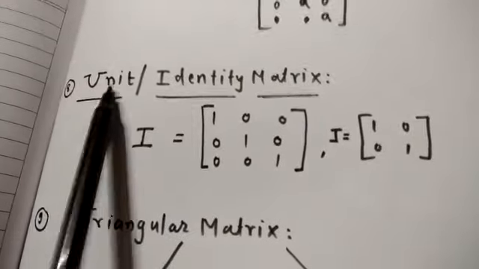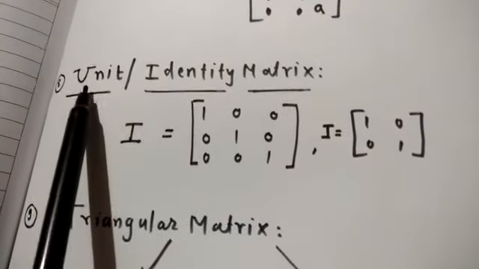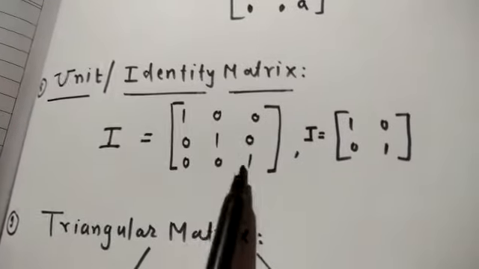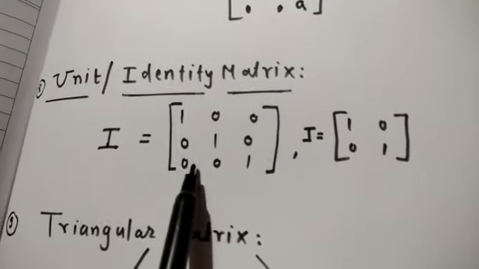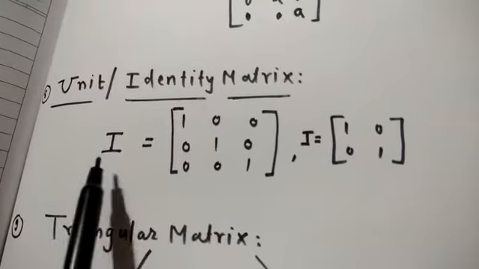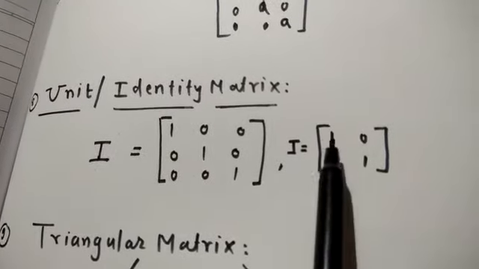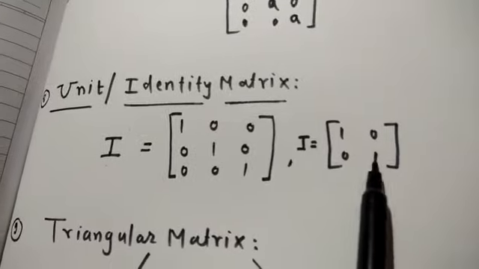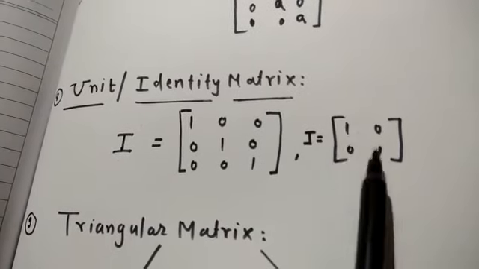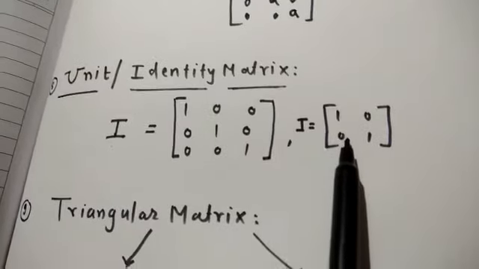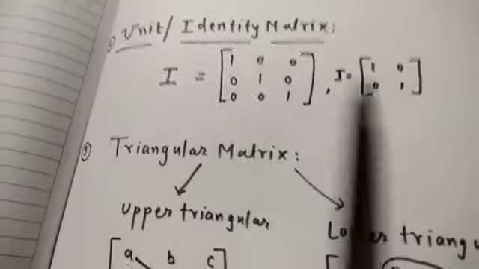Next type is unit or identity matrix. Unit matrix has all the diagonal elements 1, 1, 1 and remaining elements should be 0. This is a unit matrix. It is always denoted by capital I. The second example of unit matrix is 1, 0, 0, 1. You can check these are 1, 1 and others are 0. This is the second example of unit matrix. Both these matrices are unit matrices.